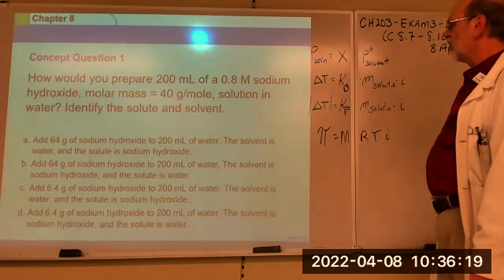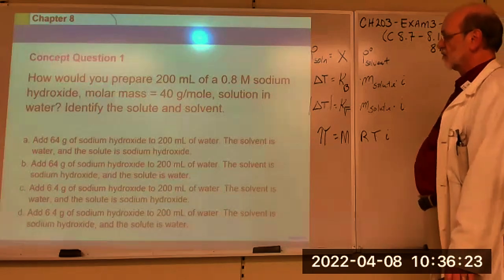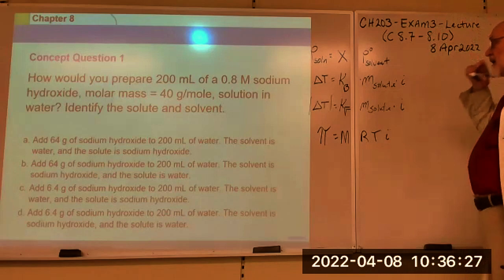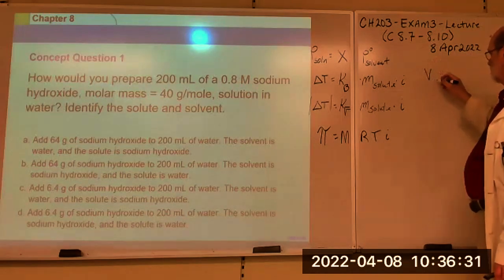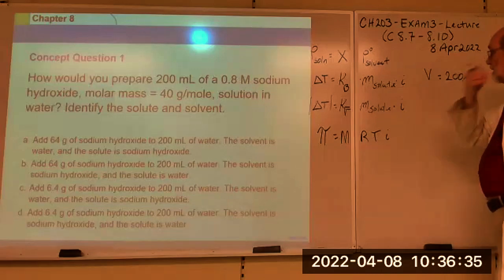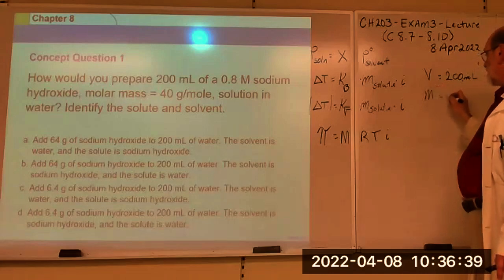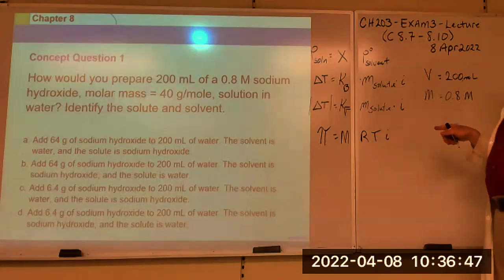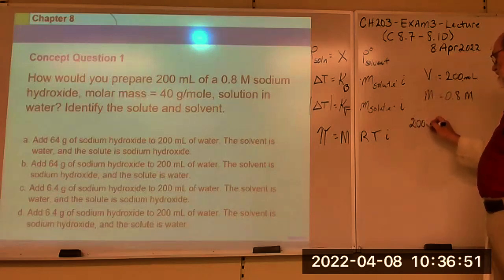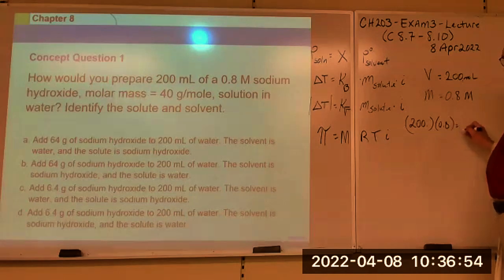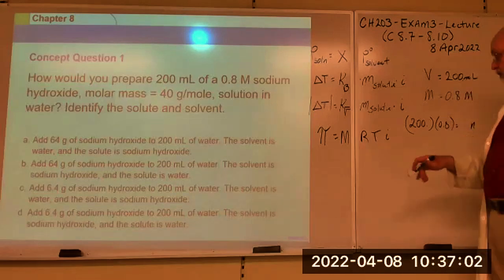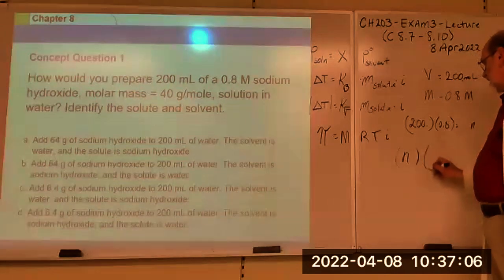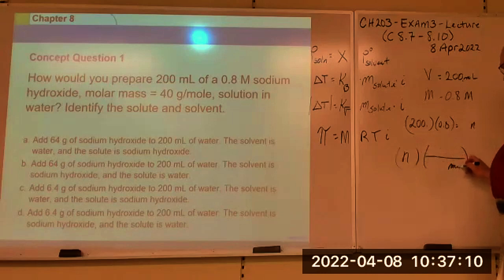How would you prepare 200 milliliters of 0.8 molar sodium hydroxide, molar mass 40 grams, solution, water, identify the solute and solvent? Okay, if you need 200 milliliters of your final volume, and you want the concentration to be 0.8 molar, then you know how many moles you're going to need of your solute, M times V. So you have 200 times 0.8 would give you the number of moles of sodium hydroxide. And then you convert moles to mass using your conversion factor. Moles would be on the bottom, grams on the top, so we'd have 40 times that, and that would give you mass.